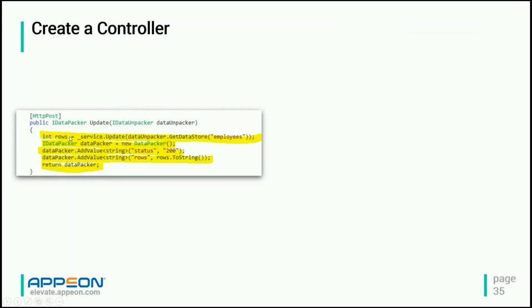Same thing, very similar I should say, for the Update. I'm going to take my service. I'm going to issue the update statement, and I'm going to say get data store using that same name I used to send the data down to the client. So it's going to unpackage the data that was sent to me and essentially create a data store out of it, and then issue the update statement. It will get the number of rows that were updated back out of that. I create another data packer, add the success code, the 200 success code, and the only other thing I'm returning is the number of rows that were returned in the update, and then I return that back out of the service.